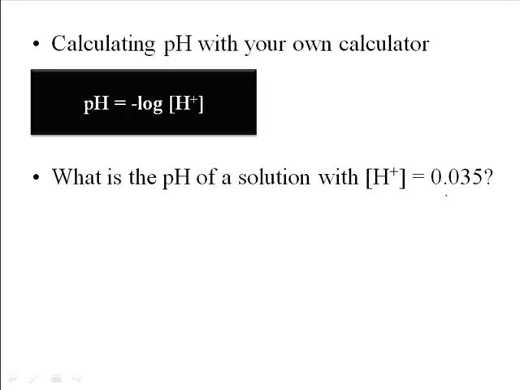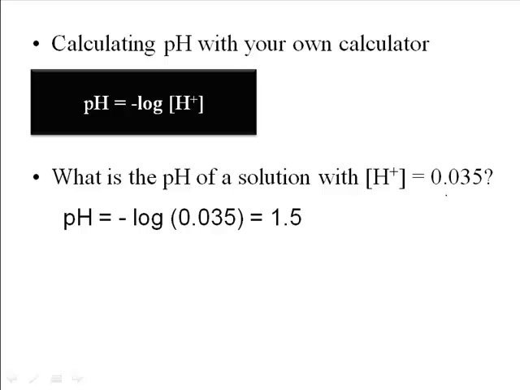No matter what the concentration is, you can always use the same equation to calculate the pH. So let's say we have a solution that's not 1 something. It has a hydrogen ion concentration of 0.035. Again, use the pH expression and what you've learned about your own calculator to calculate this value. Take the negative log of 0.035. Go ahead, pause the video and try it yourself.